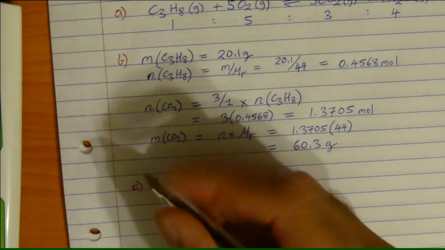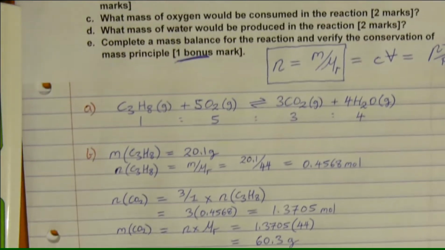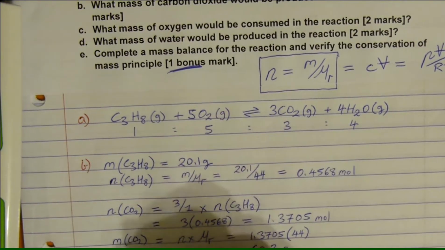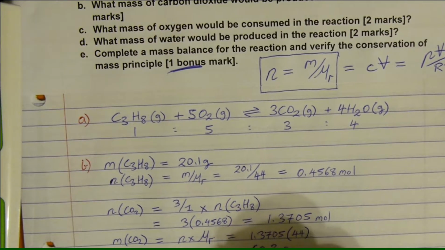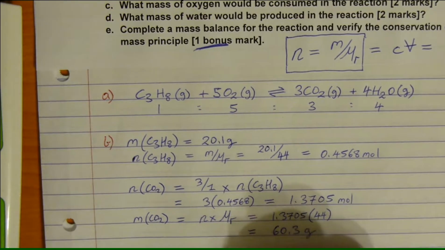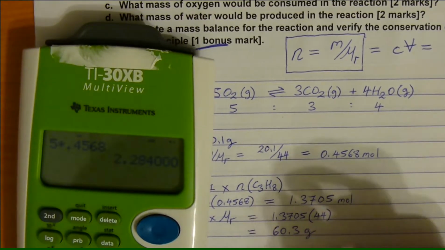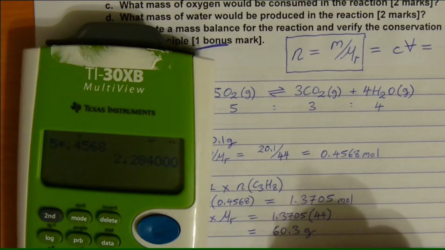Okay. So the number of mole of oxygen, O2, is going to equal, again, unknown, which is 5, divided by known, which is 1. Unknown over known, 5 over 1 times number of mole of C3H8. Okay, so that's going to be 5 multiplied by 0.4568, which is 2.284 mole.